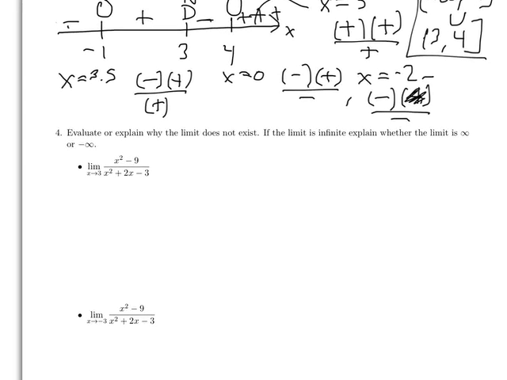All right, to evaluate these limits, the first thing we do is plug in to see how we're doing. So we get 3 squared minus 9 over 3 squared plus 2 times 3 minus 3. This is 0 over 12. All right. So 0 over 12 is simply 0. So this one, we're all done.